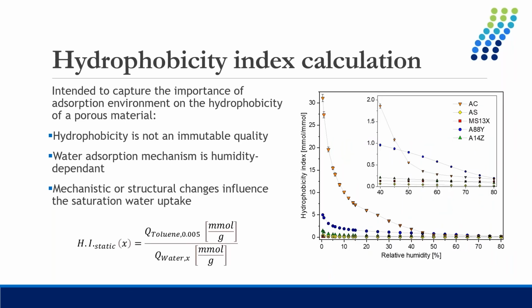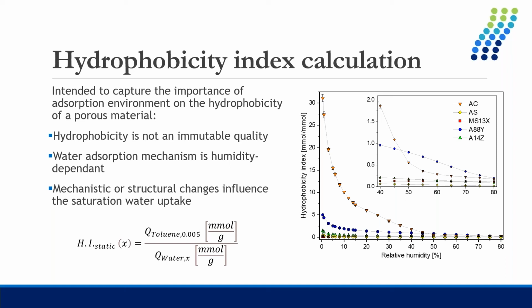So to capture this change in hydrophobicity, we calculate a static hydrophobicity index, which is calculated using a fixed parameter. In this case, it's the uptake of toluene at a partial pressure of 0.5%. And we divide this by the uptake of water vapor by that material at different relative humidities. So in this way, we can very easily illustrate the change in hydrophobicity of a material as relative humidity increases.